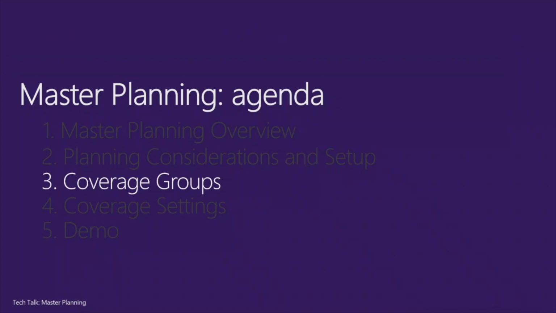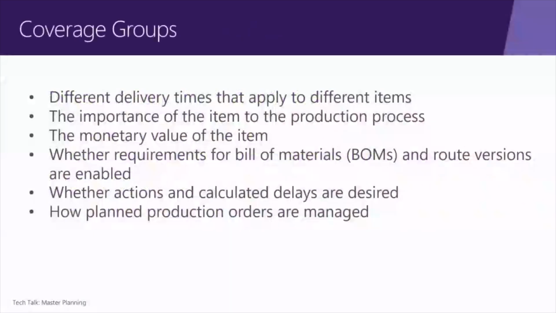Okay, let's move on to coverage groups. Coverage groups is basically a set of settings that you can define at a group level and then associate multiple items to that group. So you don't have to define different coverage settings for individual items. You just define them at a group level and then associate that group with different items.